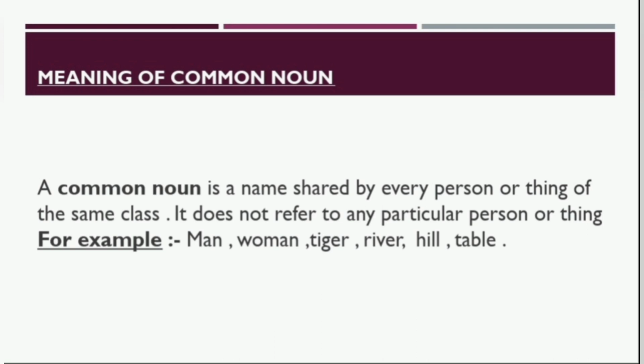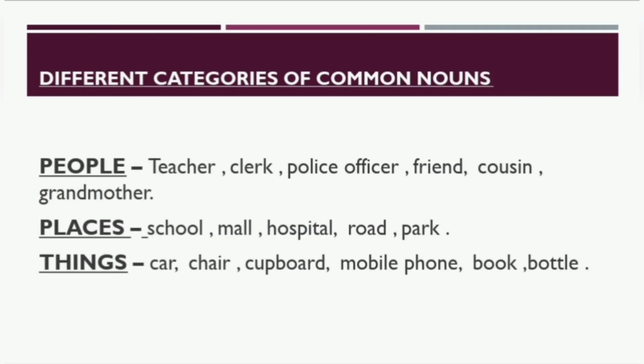So it does not refer to any particular person or thing. It does not refer to any single person or thing. We talk about a common class here, for example, man, woman, tiger, river, table. From all these examples it should be clear that these are used in a group, and it does not have a single identity as in a proper noun. So common noun deals with general names of people, places, things and ideas as well.